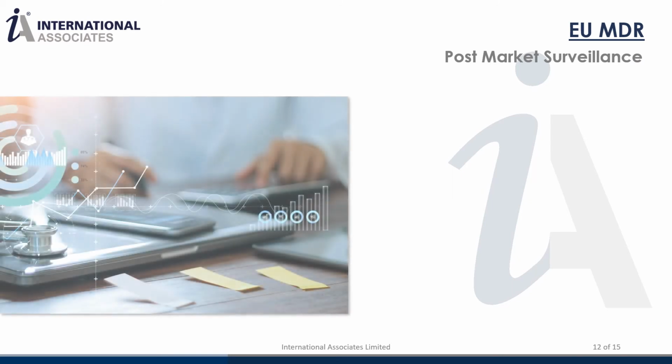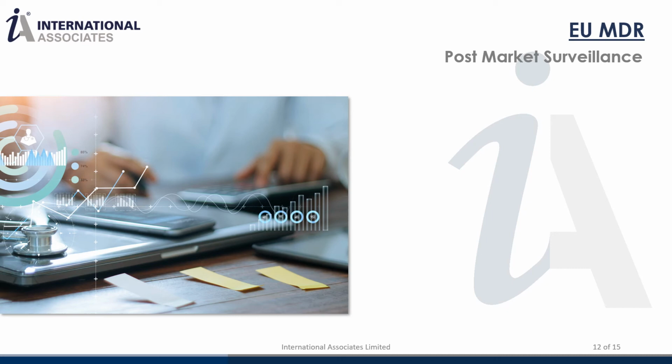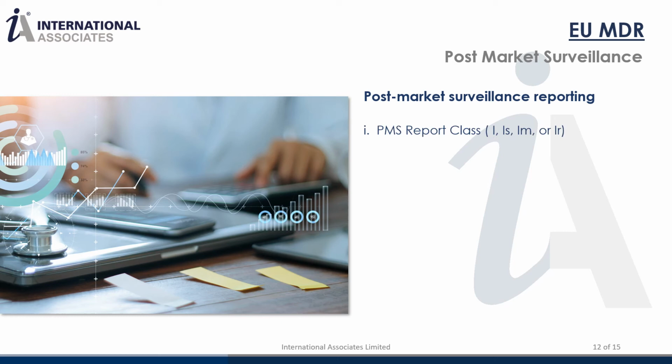Once the data is gathered and analyzed and any conclusions implemented, the data must also be reported upon. The MDR distinguishes between two types of reporting, depending on the class of medical device. A PMS report should be prepared for all products in Class 1, 1S, 1M, or 1R. The PMS report for products in higher classes, i.e., 2A, 2B, and 3, is called a Periodic Safety Update Report.